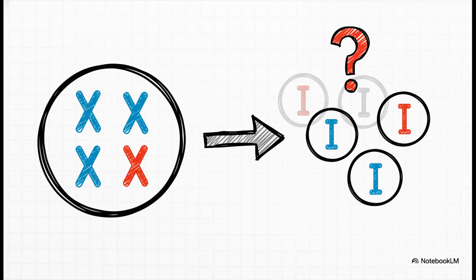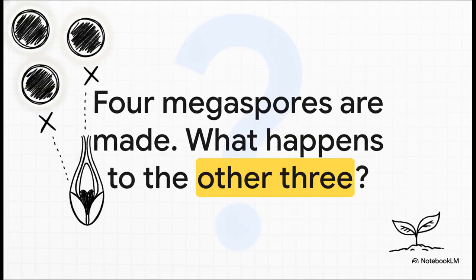But, in the ruthless economy of nature, not all of them are actually destined to survive. And that brings us to our final cliffhanger question. This whole intricate process creates 4 potential heirs to the throne, but only one will actually become the future female gametophyte and carry on the lineage. So, what happens to the other 3?